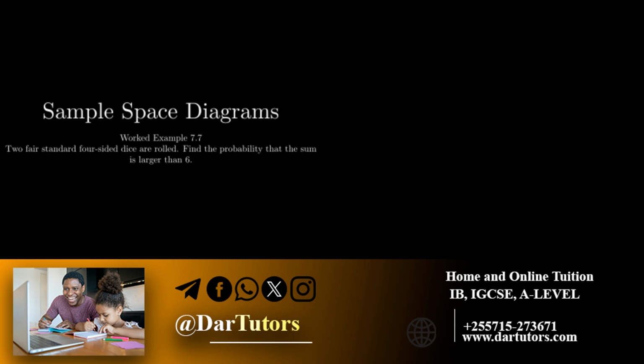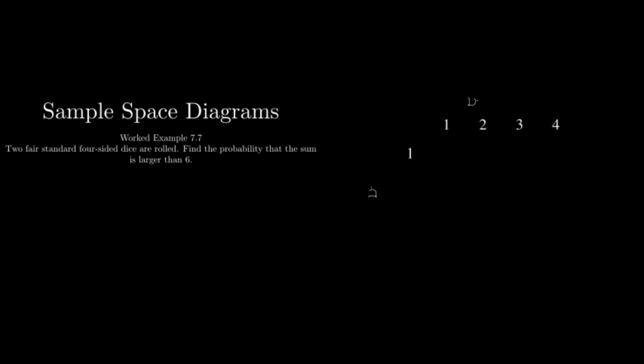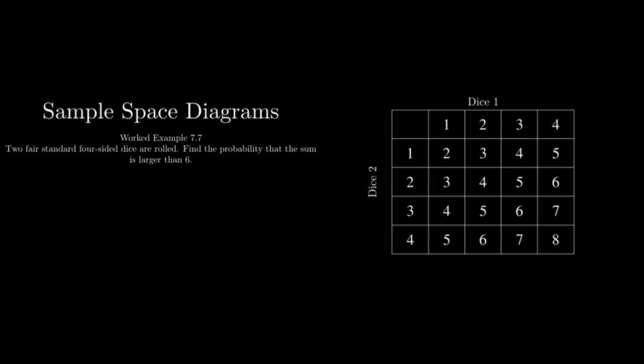We can create a simple table or a sample space diagram to show all possible sums. The columns will represent the outcome of the first die, which can be 1, 2, 3, or 4. The rows will represent the outcome of the second die, also 1, 2, 3, or 4. Now we fill in each cell of the grid with the sum of the row and column values.